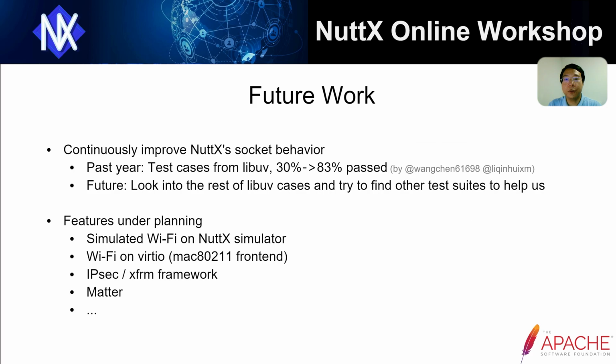Finally, it comes to the future work. First, we may still keep improving our network stack and the behavior of sockets. We have used test cases from libuv to help us improve our socket behavior. In the past year, the pass rate of these socket-related test cases has increased from around 30% to 83%. Besides looking into the rest of the cases, we will also try to find other test suites that may help us improve our sockets.